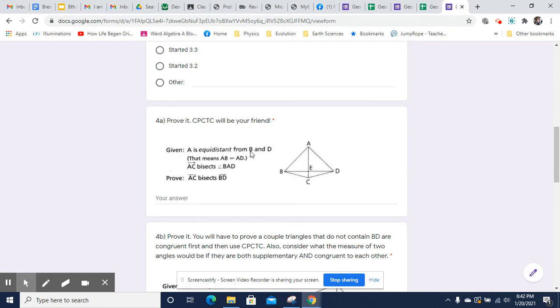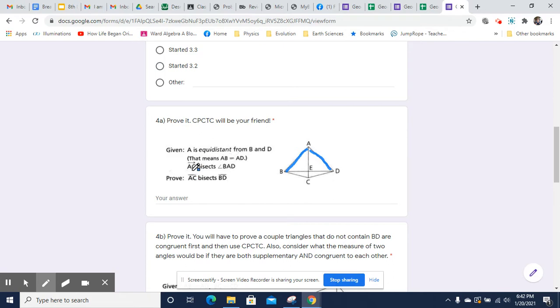Well, we know A is equidistant from B and D. That's another way of saying that this segment and this segment have the same length. So let's mark them up. So that segment and that segment are congruent.